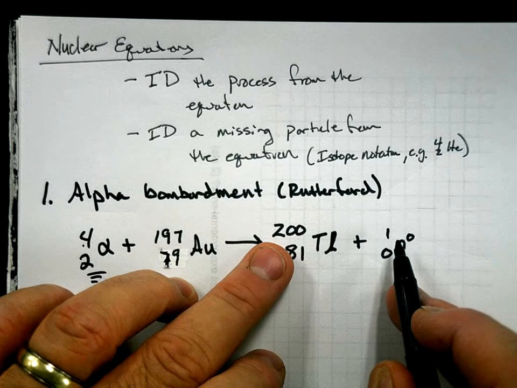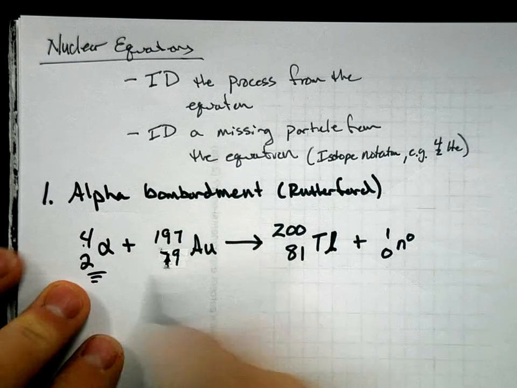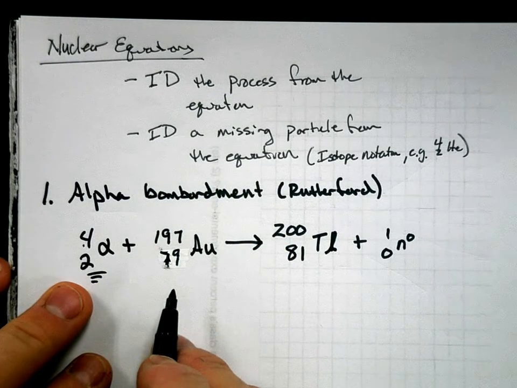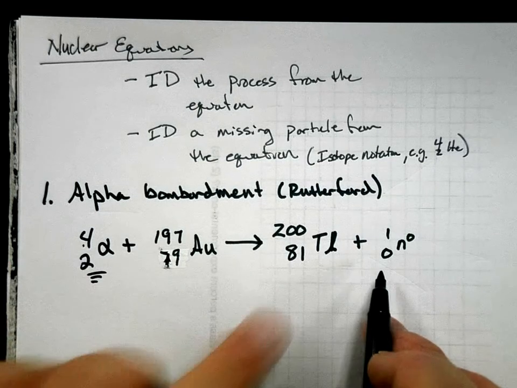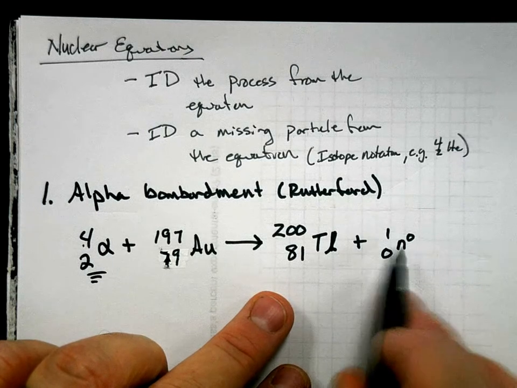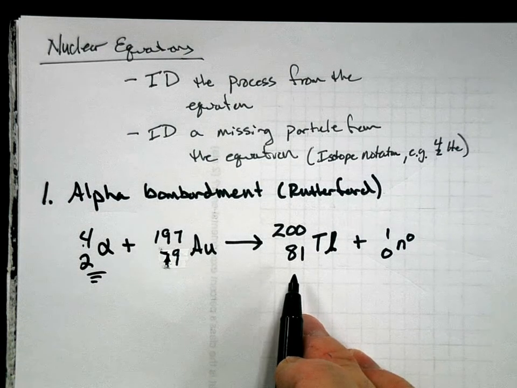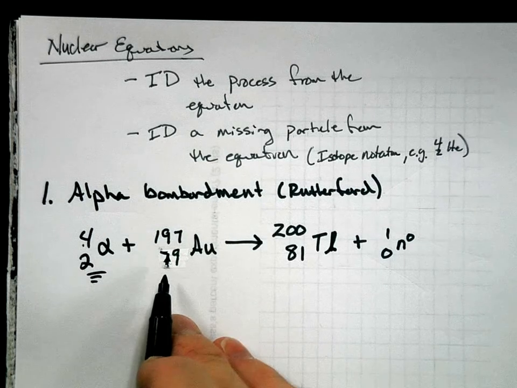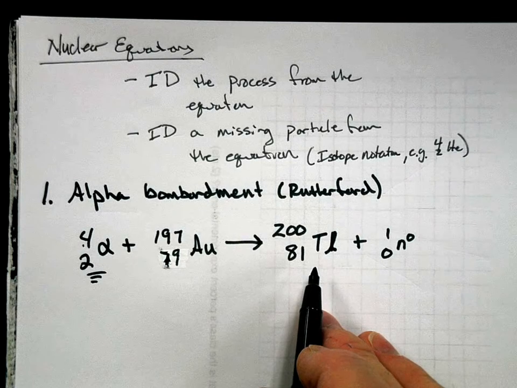The total mass number on the left equals the total mass number on the right. Same thing with our atomic numbers. The atomic numbers on the bottom total up to the same atomic numbers on the other side. A neutron has no atomic number, so all of our protons would be in this nucleus. 2 plus 79 equals 81. Yeah? Okay, so what are you looking for?